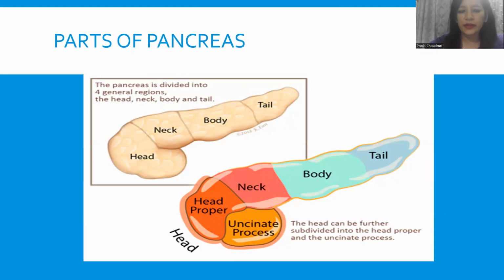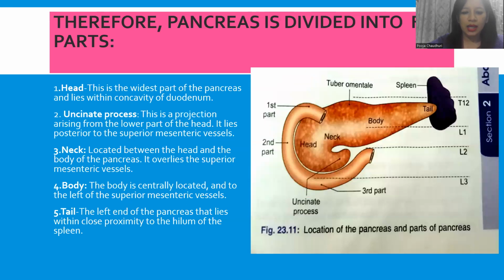Let's see the parts of the pancreas. The whole pancreas has been divided basically into four regions, that is the tail, the body, the neck, and the head. The head is again divided into two, that is the head proper and the uncinate process. In this slide, we will learn about the parts of the pancreas in detail, and also check the location of the pancreas, as we have already discussed where it lies.